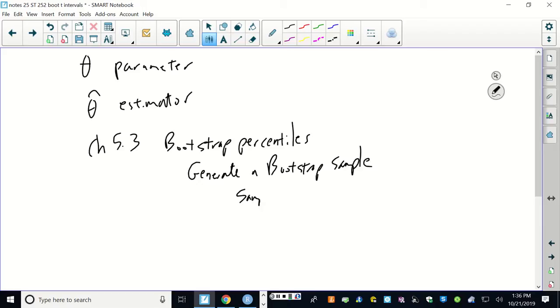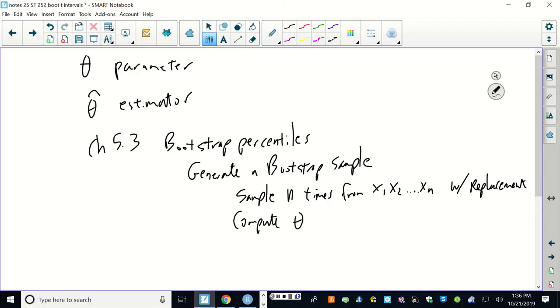So to do that, we sample n times from our data, x1, x2, up to xn, with replacement. So you can have a little bit of variability in there, and compute theta hat, say b for that bootstrap sample, as a function of our new data. And do this many times, say 10,000 is what we'll do in simulations today.